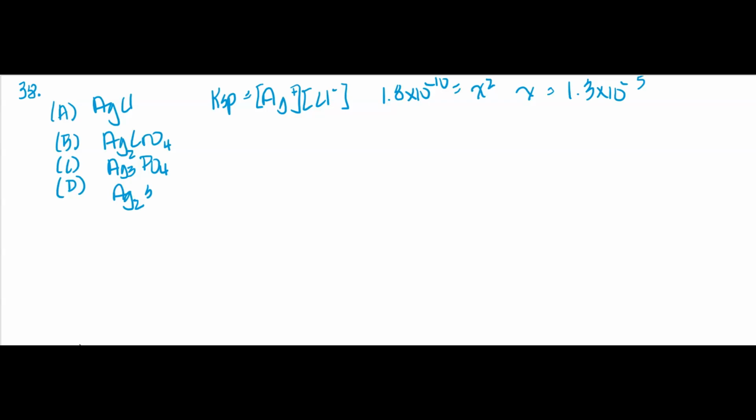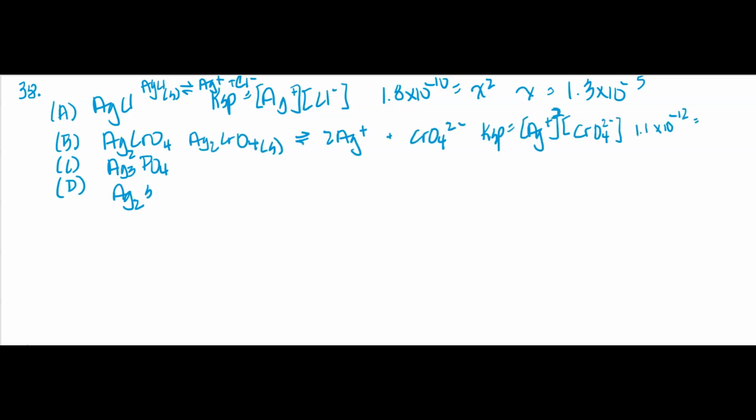So you can see that I've written the KSP expression for silver chloride. Then I set the KSP value that's given, 1.8 times 10 to the minus 10, equal to x squared, x representing the silver ion concentration, and the other x representing the chloride ion concentration, because we know when silver chloride solid dissociates, it forms one silver ion for every chloride ion. And I recommend that you write the dissociation equations for B, C, and D, and then generate the KSP expression for each.